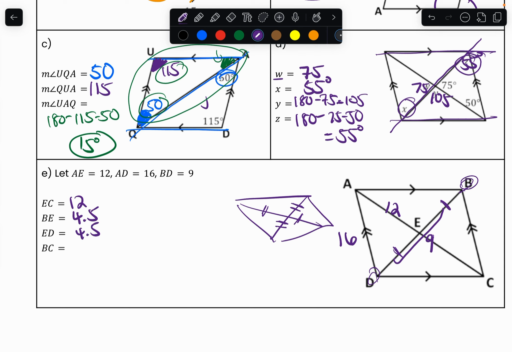Okay, and the last one here says, what's the length of BC? Well, this side right here. Let's look at whether we have an opposite side. Well, opposite sides are right here. So this means my length of BC here will be 16. And that finishes this lesson.